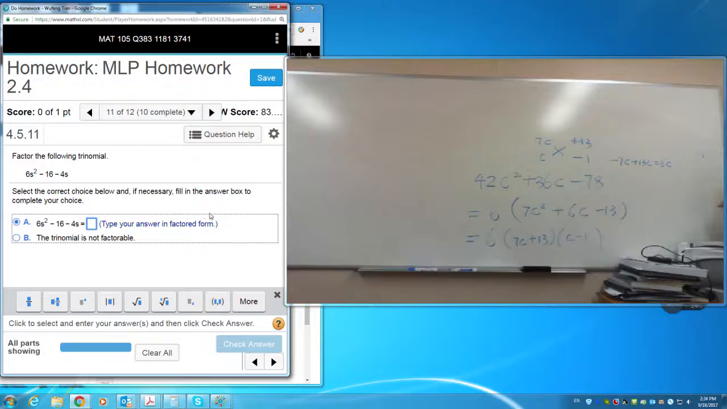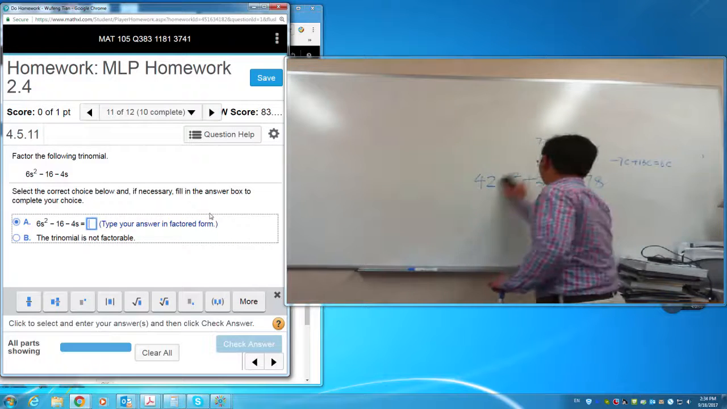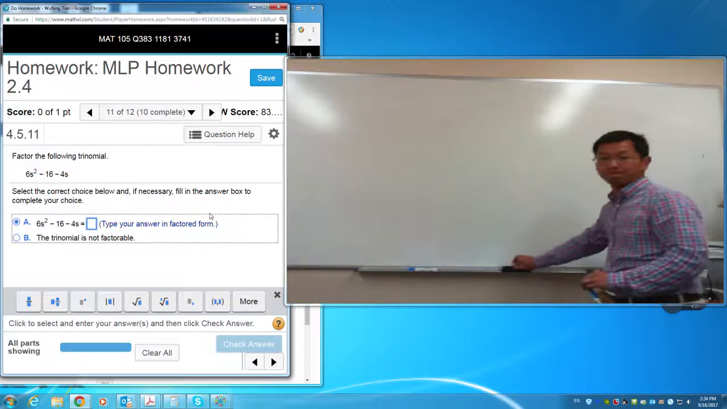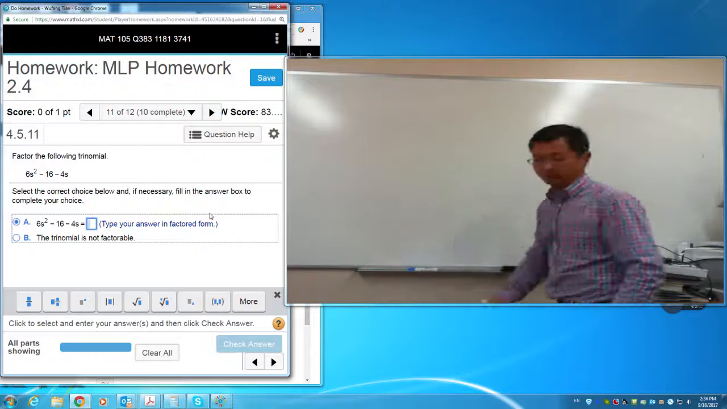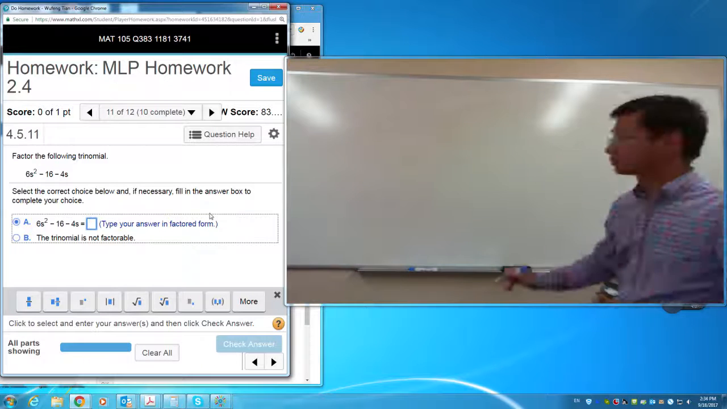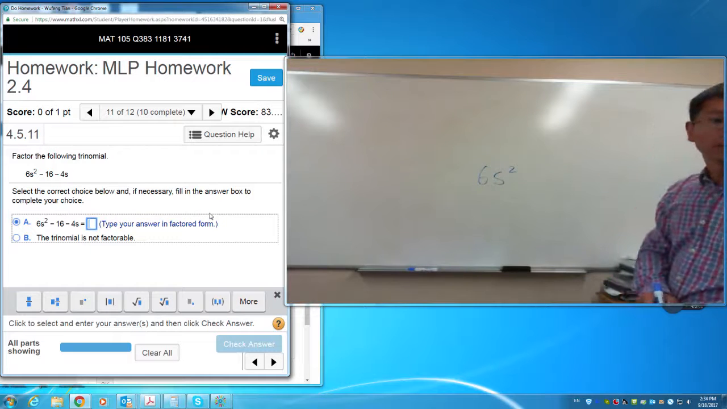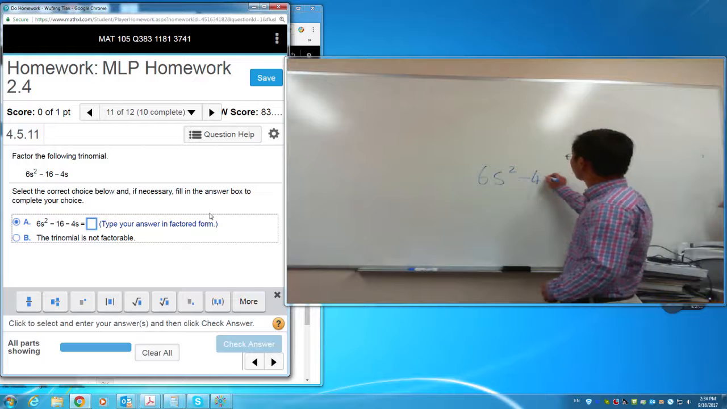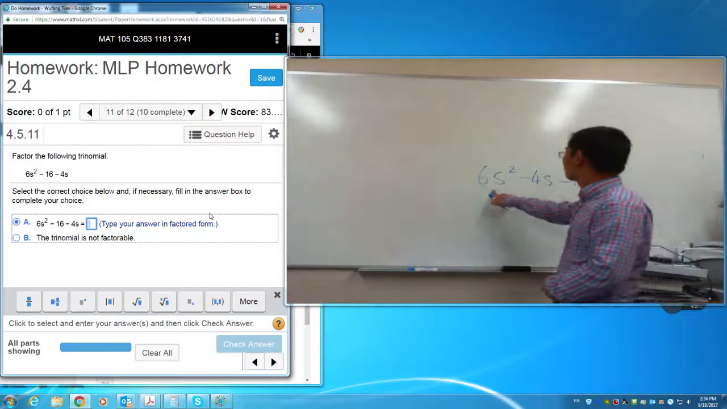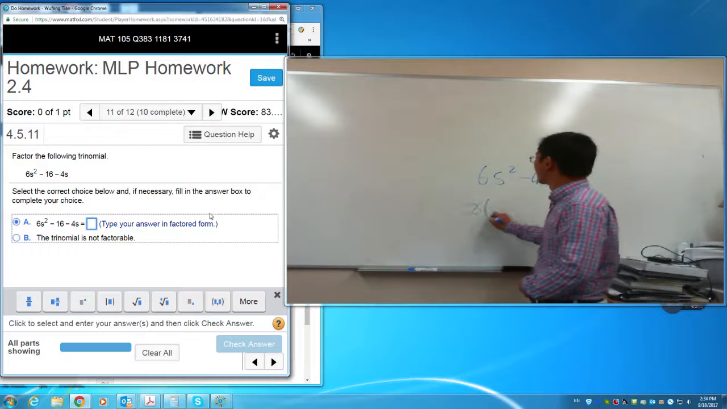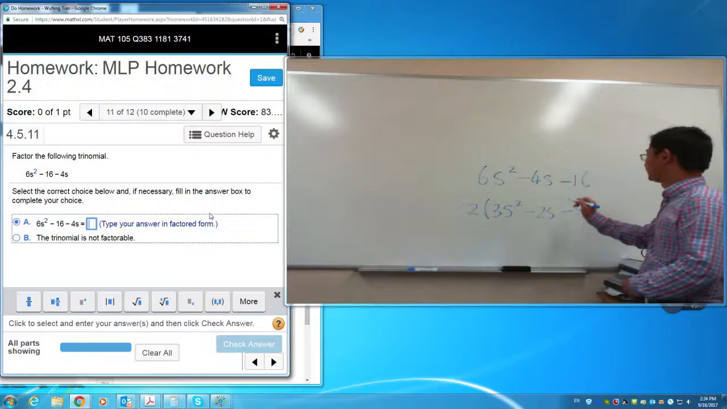Number 11. 6s squared minus 4s minus 16. So there's a common factor, even numbers. So 2 factor out, 3s squared minus 2s minus 8.